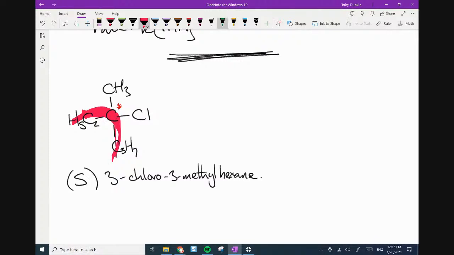Realizing that you then count from this direction because there's a smaller number here than here. So that's going to be carbon number 3. So that's going to be a 3-chloro. And I'm really, really impressed, guys. Well done. That was a real challenge, that. And to do that in your heads, I think you probably did a better job than I did. Well done. So he's picked S.